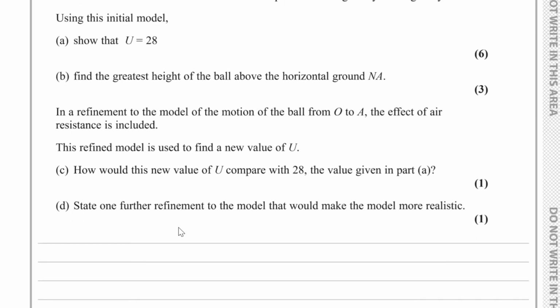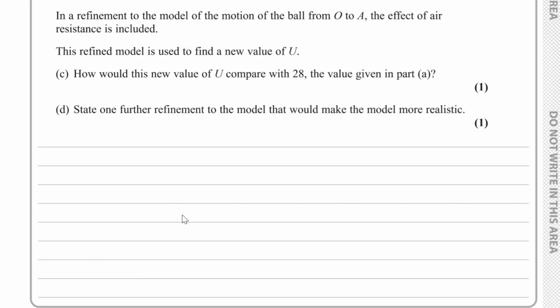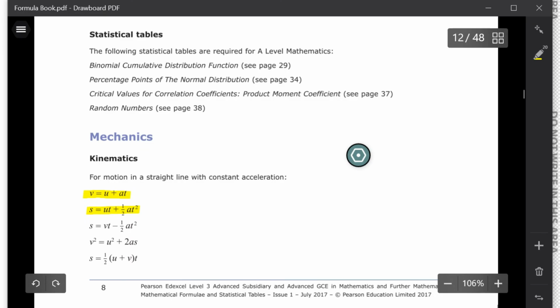Well, we can resolve horizontally and vertically to find out what u is. And if we resolve horizontally and vertically, again we'd have to make use of this formula, S equals ut plus a half at squared.